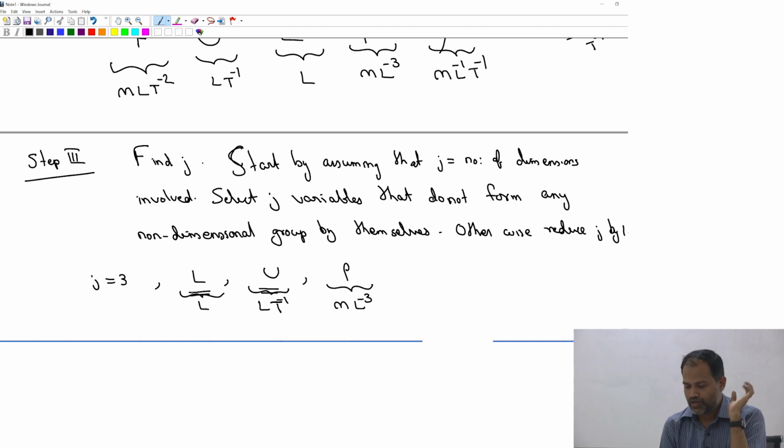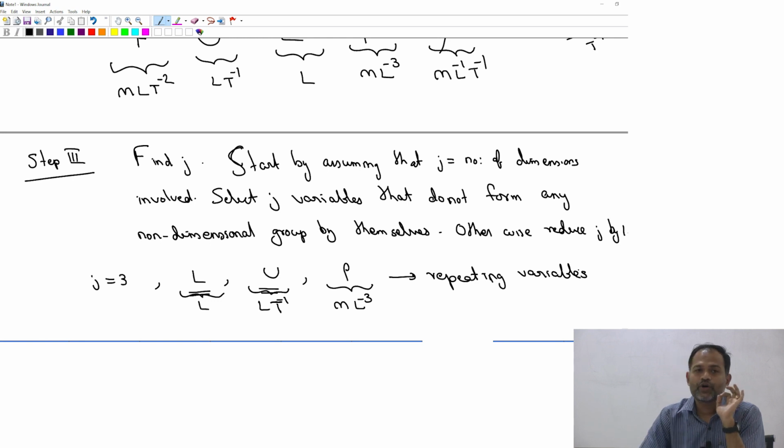So you can ensure, so now you are assured that L, U and rho just cannot form a non-dimensional number. Okay, so these are the variables which we call the repeating variables, which will be part of each non-dimensional group that you are going to find. Each of them will have L, U and rho as part of the non-dimensional group along with something else, and that something else is something we need to find.